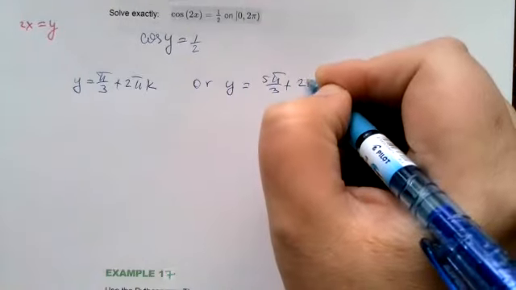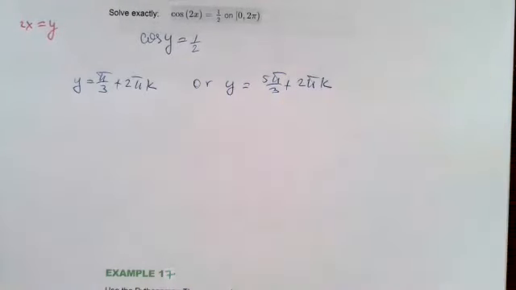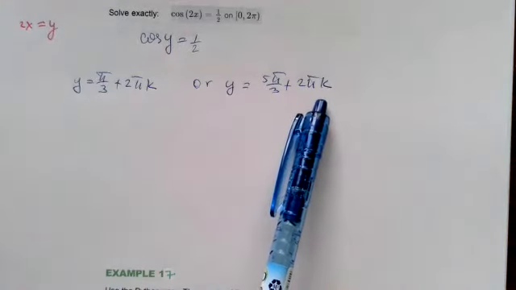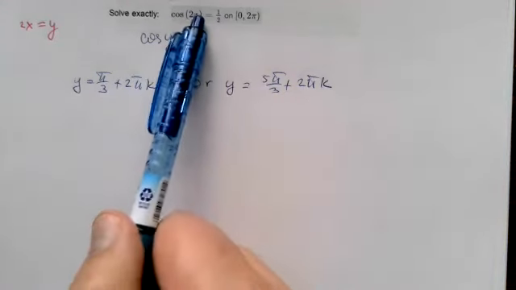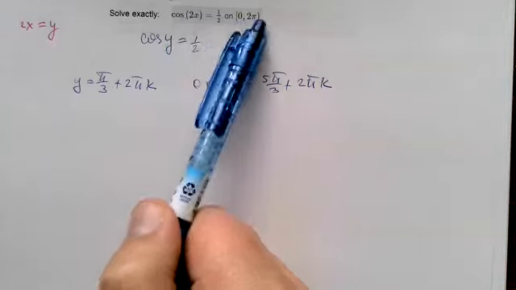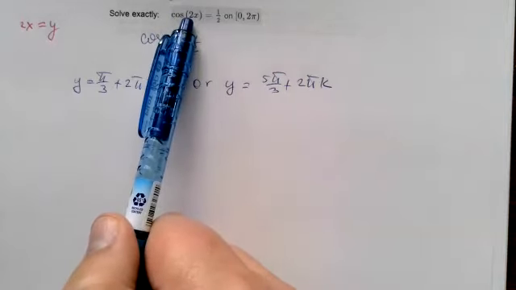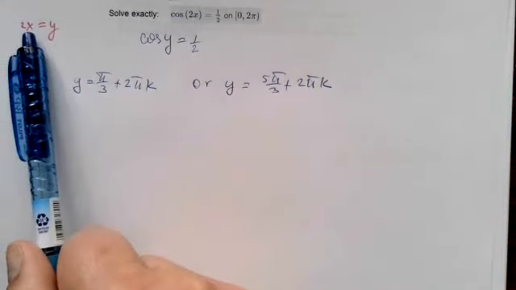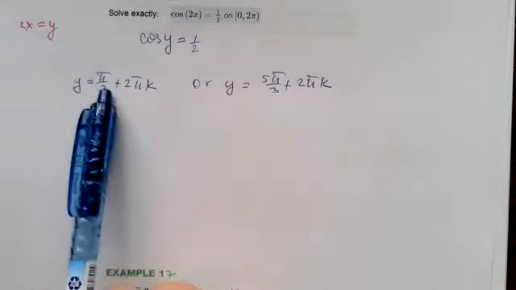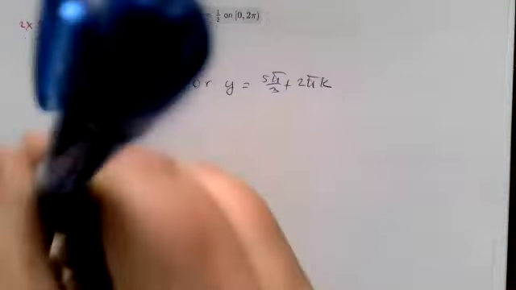And add 2 pi k on top of it. Okay, so now we found y, but we need to find x. That's what the original equations say, x. So let's write these equations in terms of x.